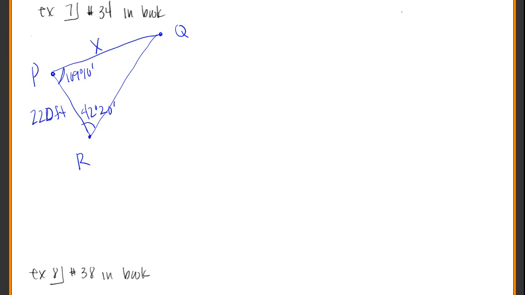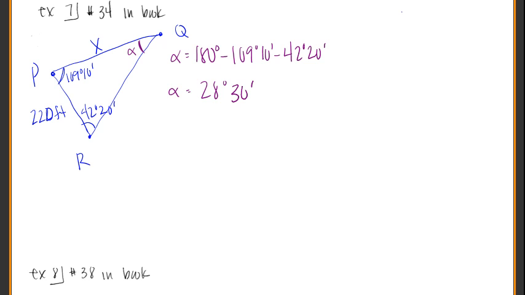First of all, let's just find that last angle inside. This last angle right there, if we call that alpha, we know that alpha is going to be 180 degrees minus the other two angles. If we plug that into our calculator, we're going to get 28 degrees, and let's see, 60, 50, 40, 30, and 30 minutes. So there's alpha.